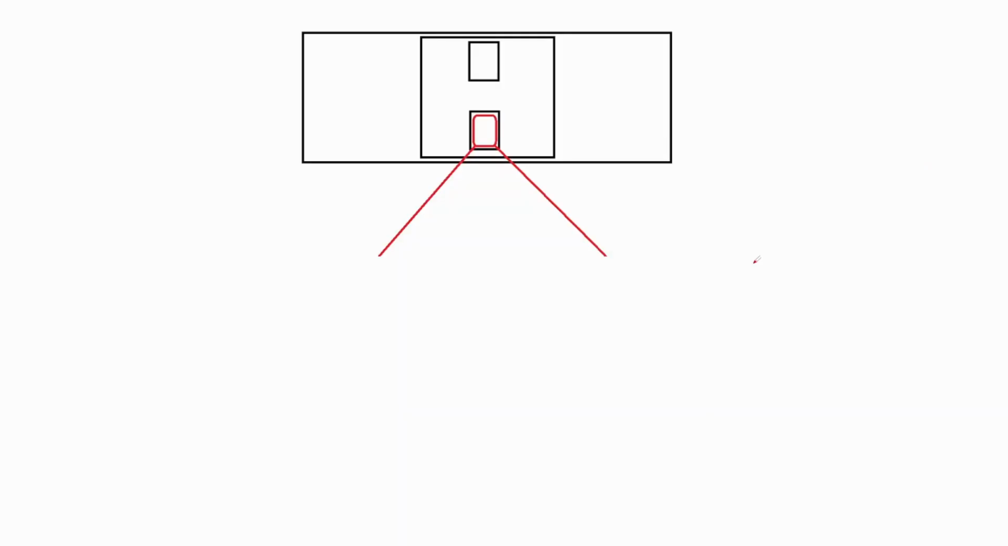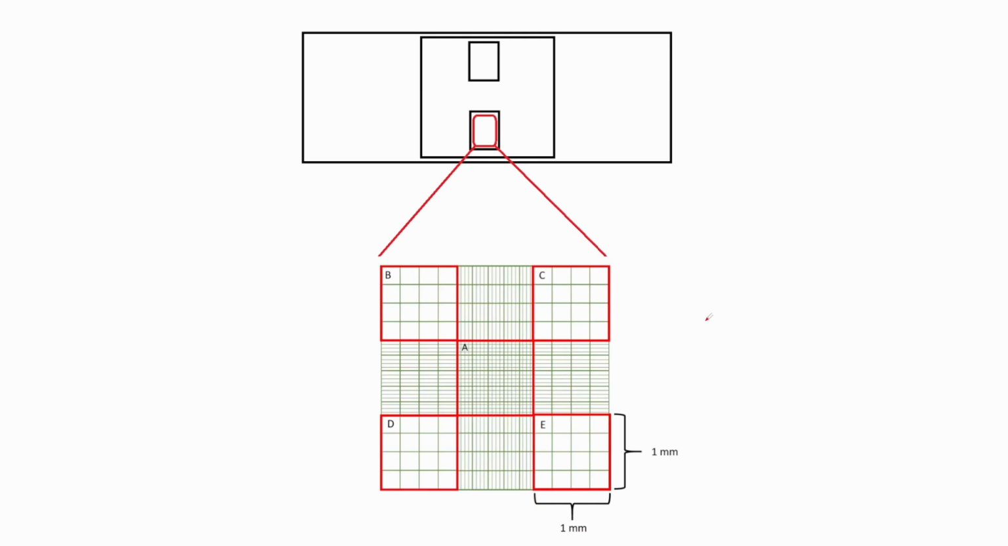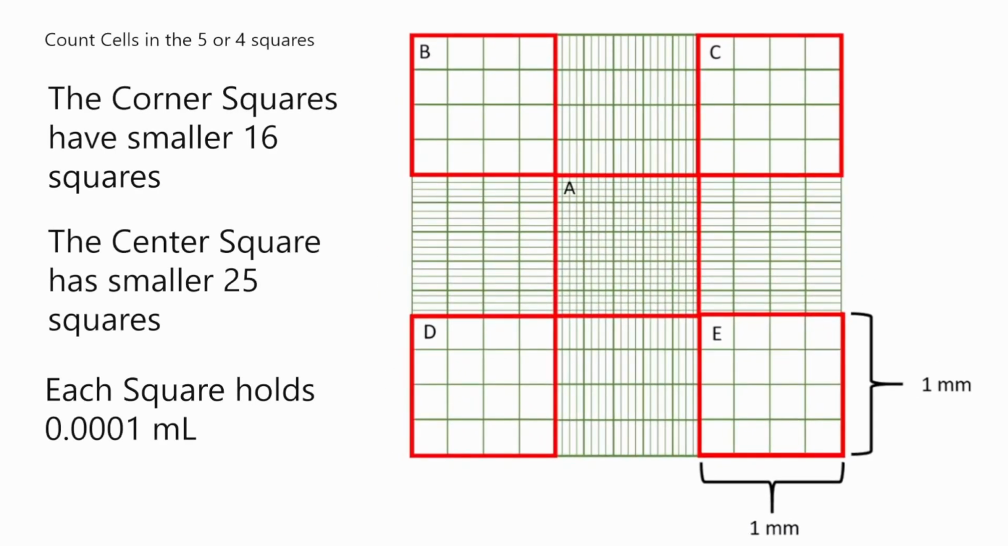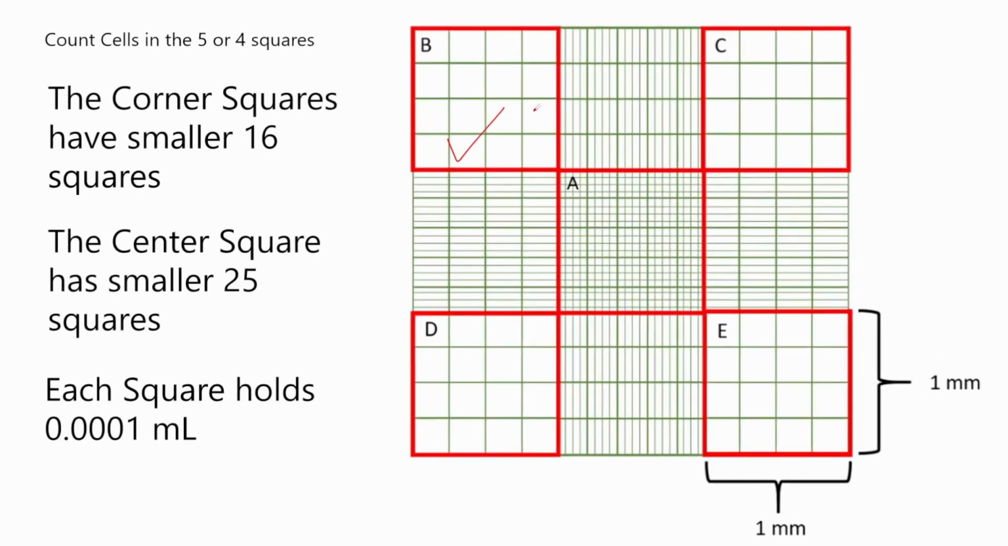Now, when you look closely at the hemocytometer's grid, what you can see is 9 squares. Now, out of these 9 squares, if we went into more detail, what you are going to see is there are some corner squares over here, and there are 16 squares in the corners. Okay, so the corner squares have smaller 16 squares, whereas the middle one over here, which is mentioned as A, has 25 squares.